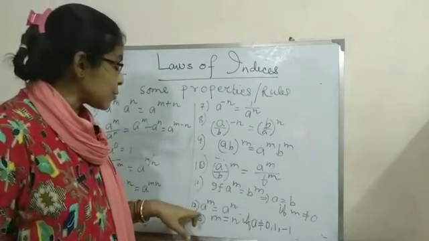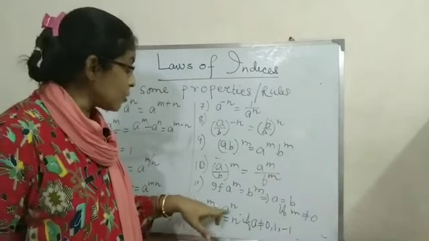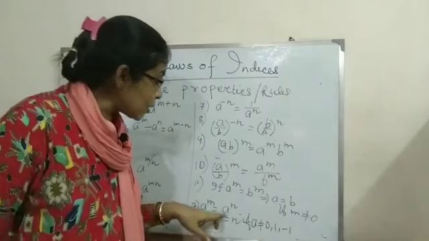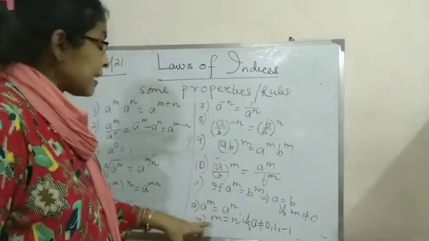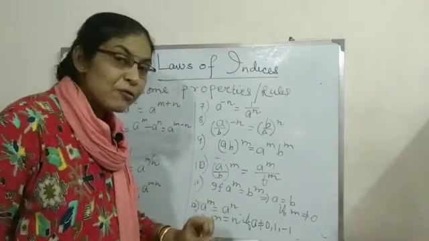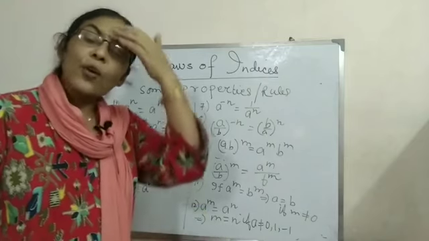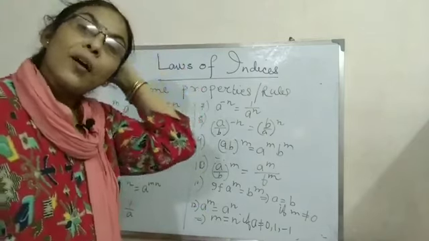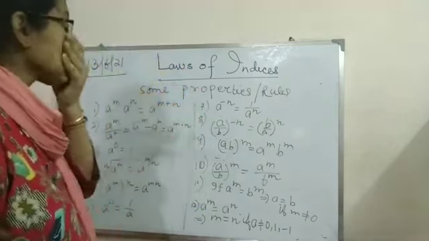Number 12, if a to the power m equals a to the power n, then I can write m equals n if a is not equal to 0, 1 or minus 1.